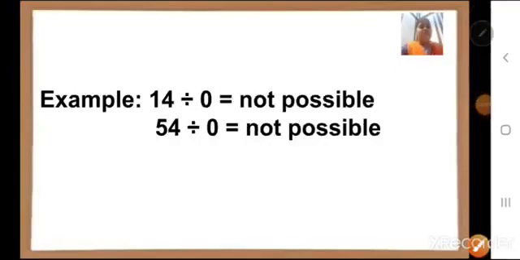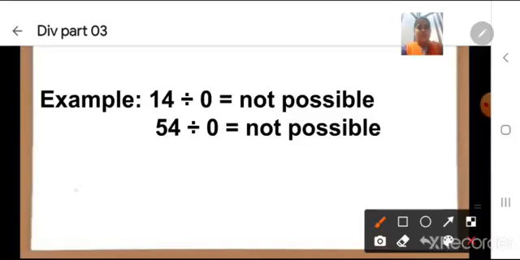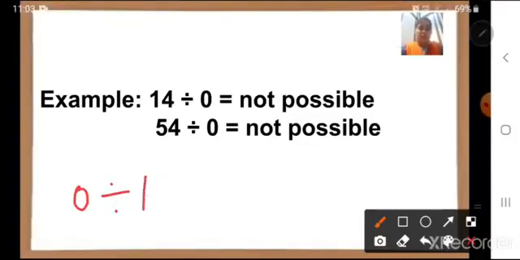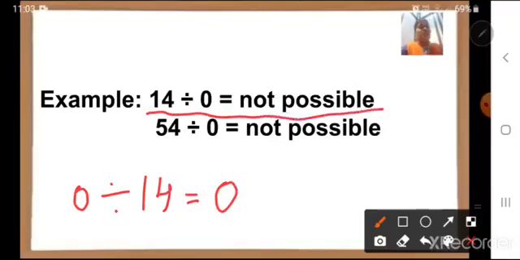Children, in the previous property we have seen that 0 when divided by a number gives the quotient as 0, correct? So 0 divided by 14, we will get the answer as 0, whereas 14 divided by 0 is not possible. Okay, it is our last rule or the property which says that it is not possible to divide a number by 0. Got it children?